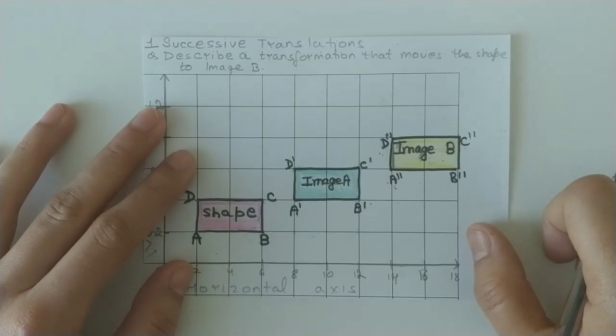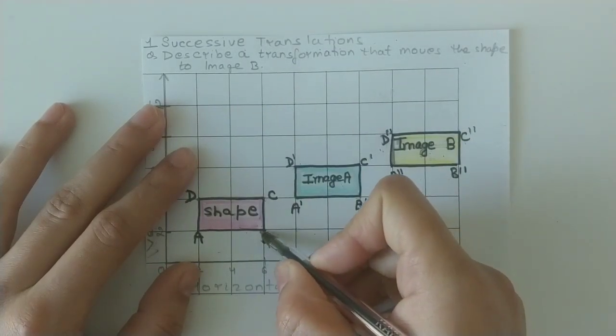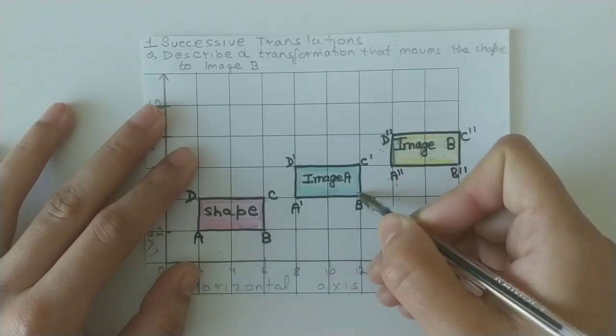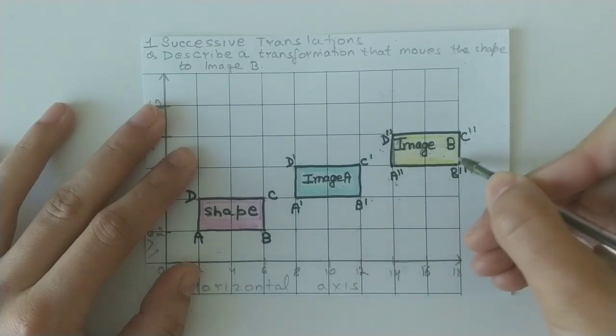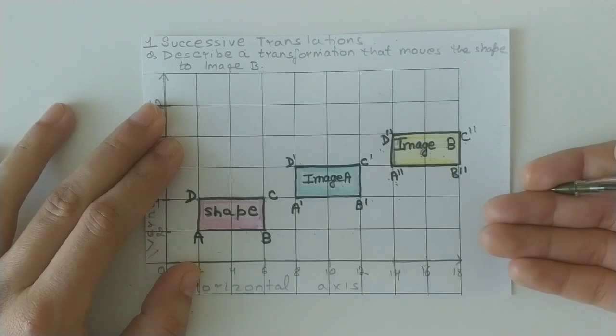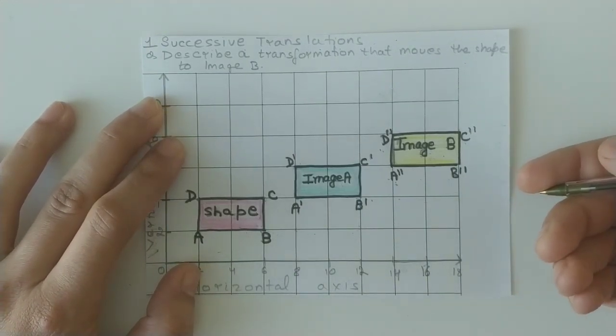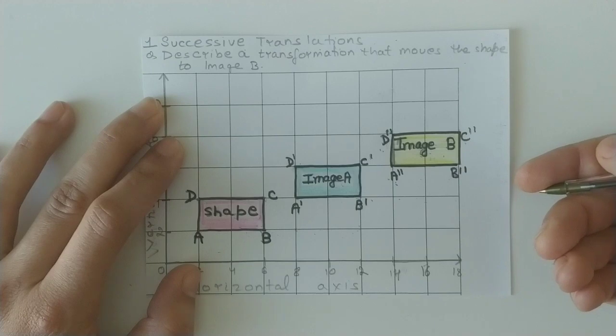So for this video and for upcoming videos, I'm going to use pink color for the first shape, blue color for the second image, and yellow color for the third image. Now what that means, you will learn gradually. So first of all, what does the term successive transformation mean? Any shape that undergoes the same transformation more than two times, we say it's successive transformation.